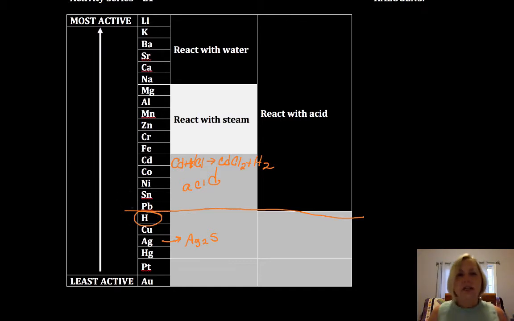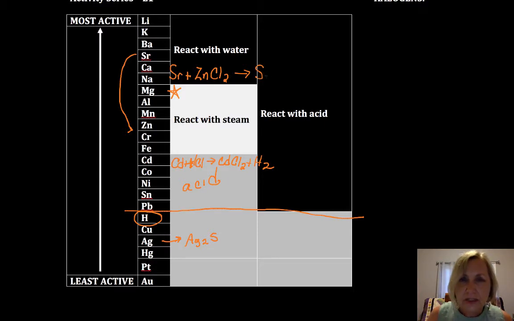on this. Now, the final rule is everything above replaces what's below it. So strontium would replace zinc, so that strontium would be the ion. So if I had strontium metal plus, say, zinc chloride, strontium is above the zinc. Strontium is more active. More active prefers to be the cation, and it's not, so this will happen. Strontium's 2 plus, so it would make strontium chloride plus zinc.